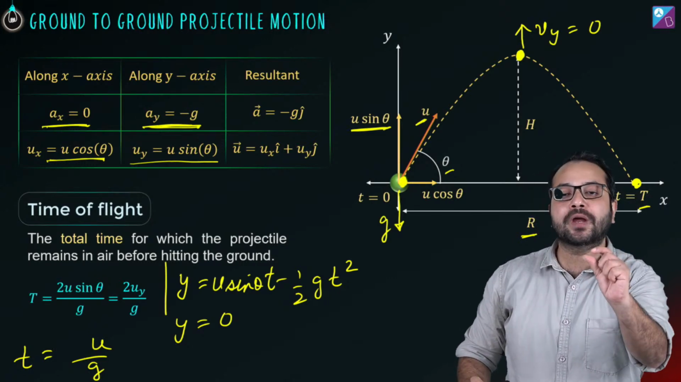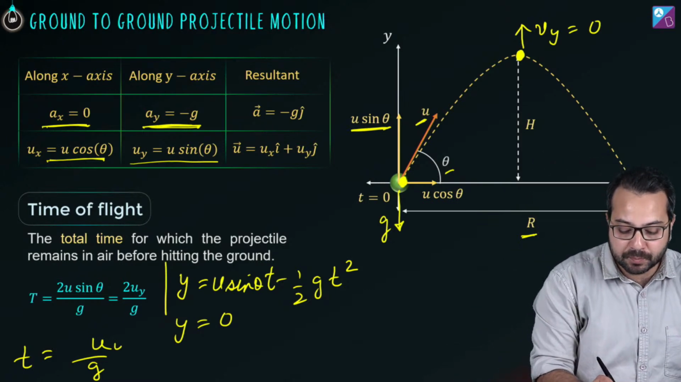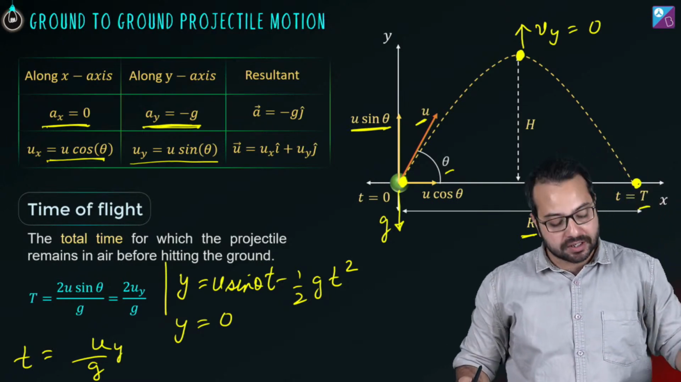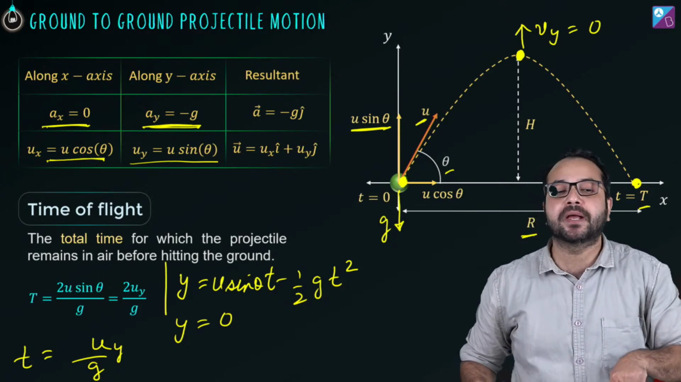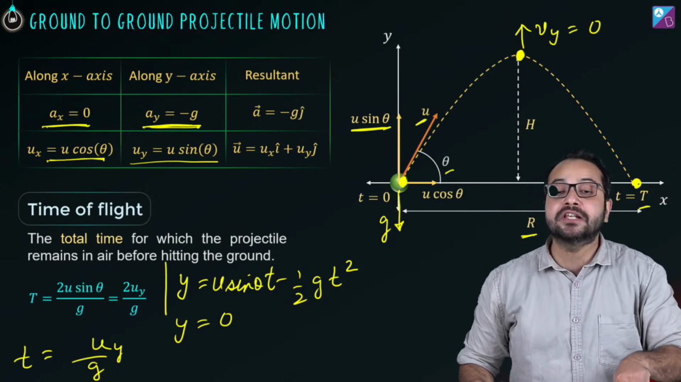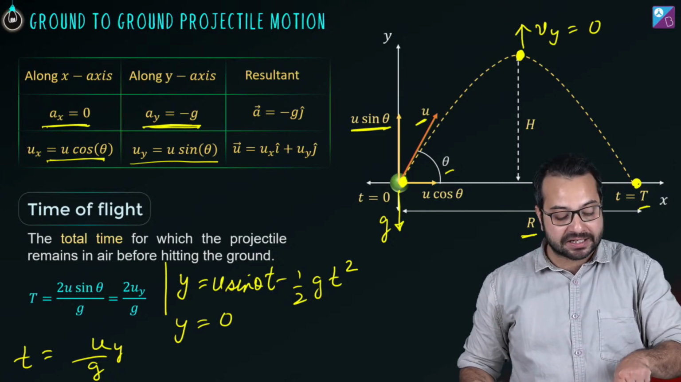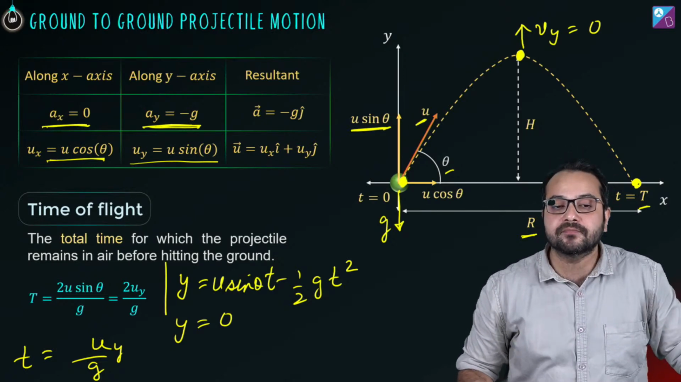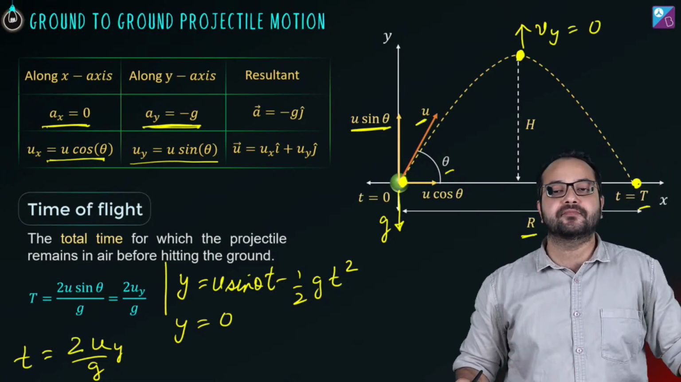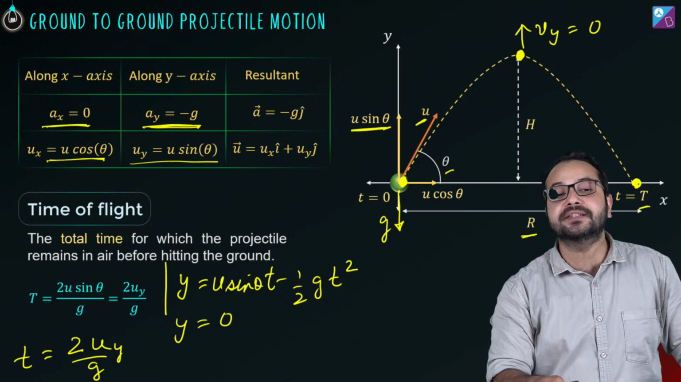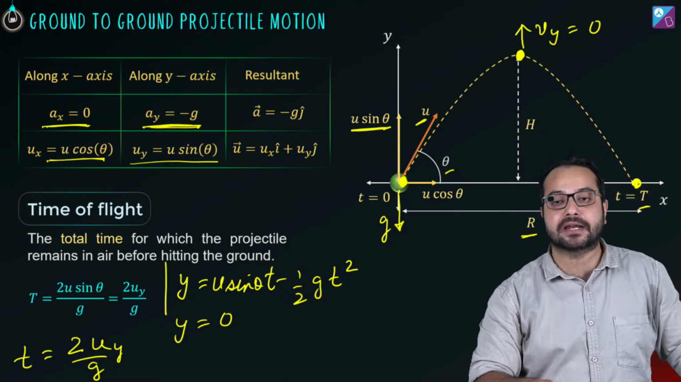But instead of u, we just have to look at uy, because what is becoming 0 at the highest point, at half the time? Uy is becoming 0. So the time of ascent is going to be uy upon g. The time of flight is going to be twice of this, because the motion is symmetric.